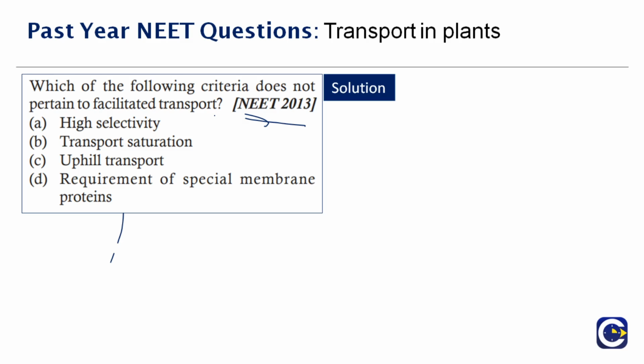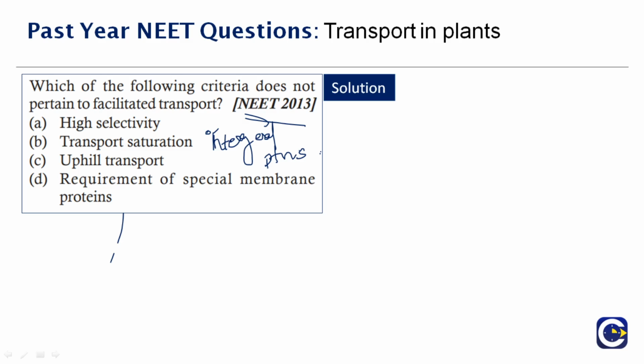Facilitated transport or facilitated diffusion both mean the same. It is also called passive transport, and here the molecules or the ions will move across a biological membrane via the transmembrane integral proteins. So it is with the help of the integral proteins. Now which of the following criteria does not pertain to facilitated transport? Is it high selectivity, transport saturation? As I already said, it is dependent upon the transfer of the ions and molecules, but that is via the transmembrane integral proteins, right?